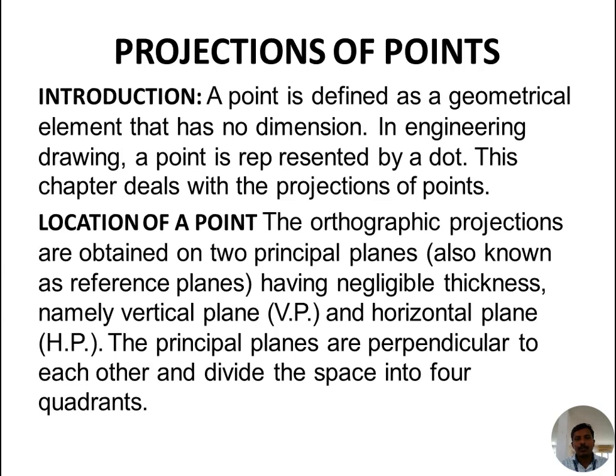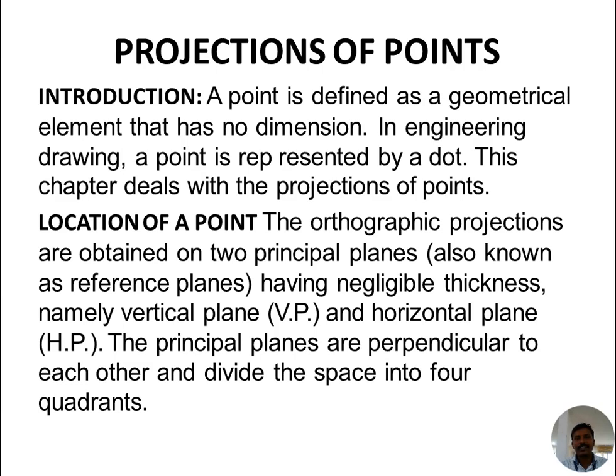For the locations of a point, the orthographic projections are obtained on two principal planes, also known as reference planes, having negligible thickness, namely vertical plane and horizontal plane. The principal planes are perpendicular to each other and divide the space into four quadrants.